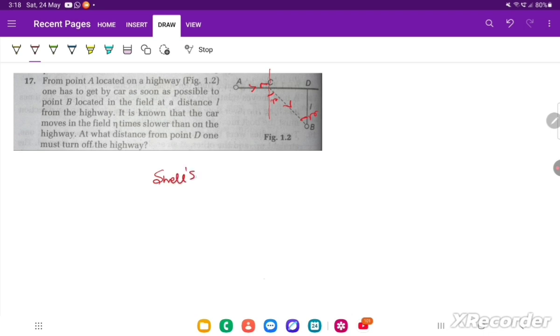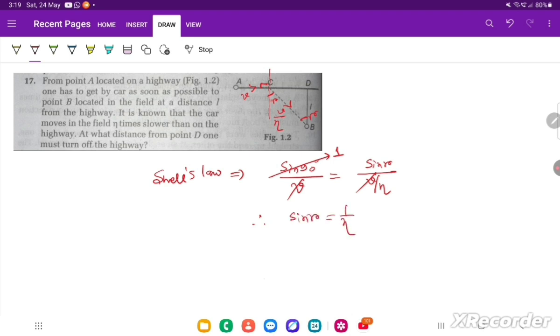So applying Snell's law, what we are writing is that sine of the angle of incidence or angle of refraction upon the speed of light in that medium is constant. So sine 90 degrees upon V, as it is mentioned the speed on the highway is V, but on the field it is eta times slower, that is V by eta. So this will be sine R upon V by eta. So V gets cancelled, sine 90 degrees is 1, so sine R will be 1 upon eta.